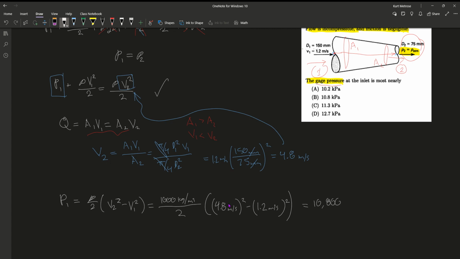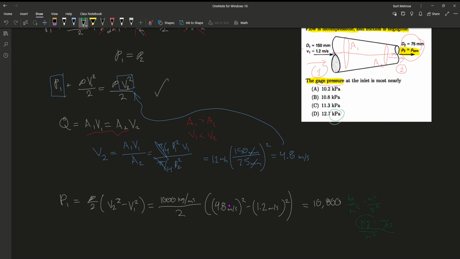10,800. And real quick, think about the units here, because they have kPa. We are not going to have kPa unless we convert. So real quick, kilograms over meters cubed, and then we have this times meters squared over seconds squared, right? This is equal to kilograms times meters a second squared over meters squared.